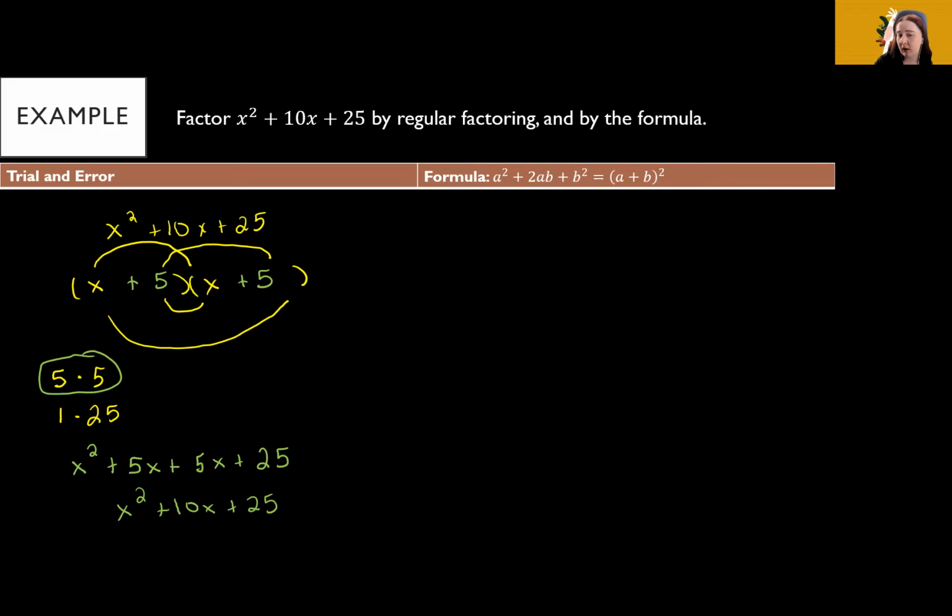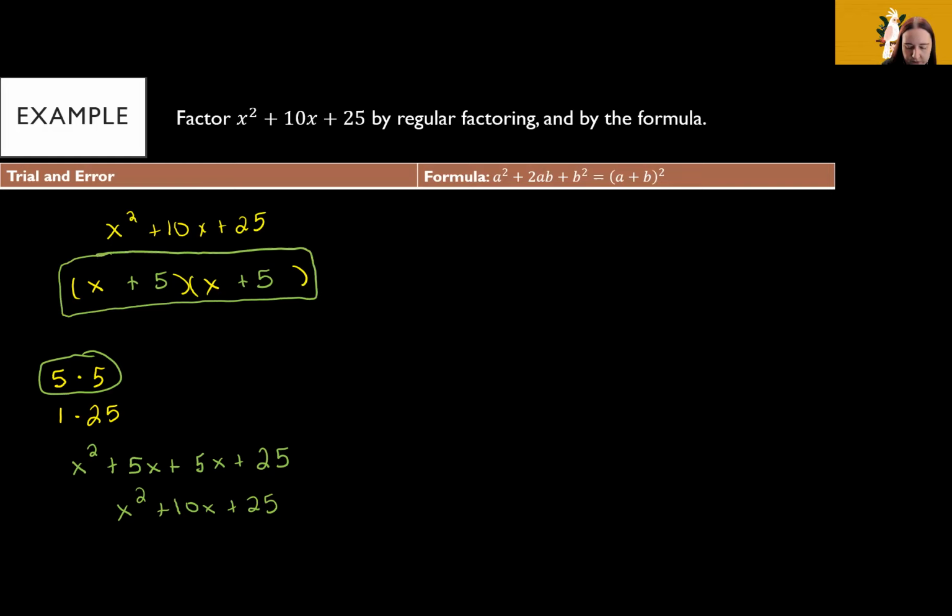So your actual answer is the parts that are in parentheses here. This is your answer for the factoring. And that's trial and error. So you're kind of thinking through FOIL and undoing that process.